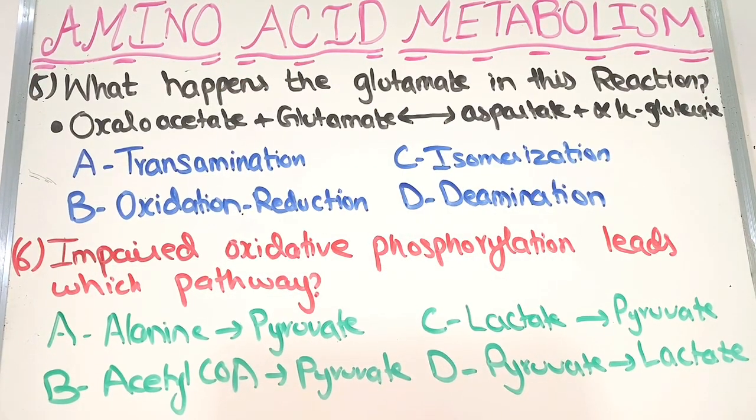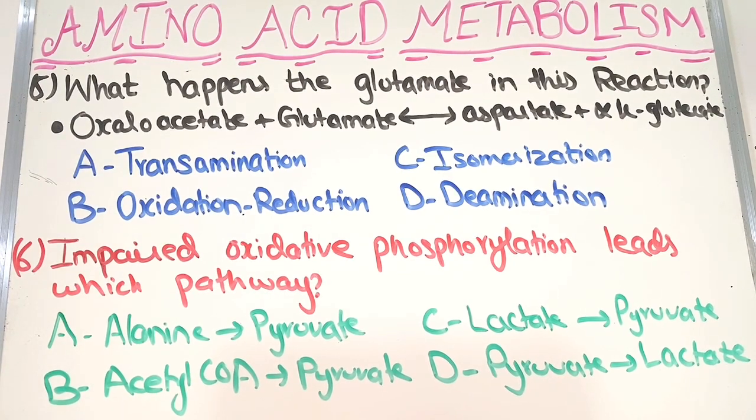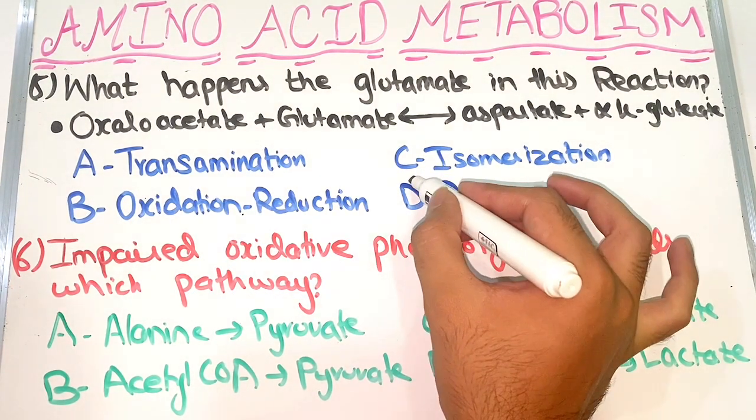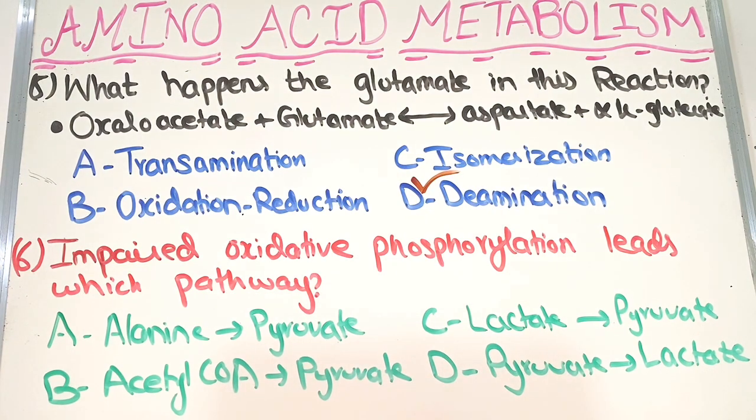So the fifth question is: what happens to the glutamate in this reaction? Glutamate and oxaloacetate are converted to aspartate and alpha ketoglutarate. As we know, glutamate will be converted to alpha ketoglutarate in this reaction, and it will release NH3, ammonia. So it will undergo the reaction deamination.